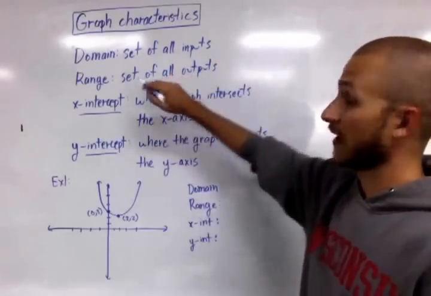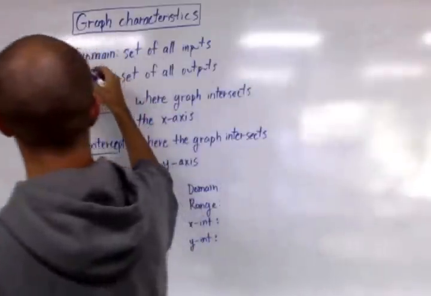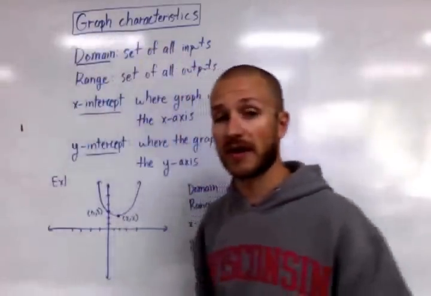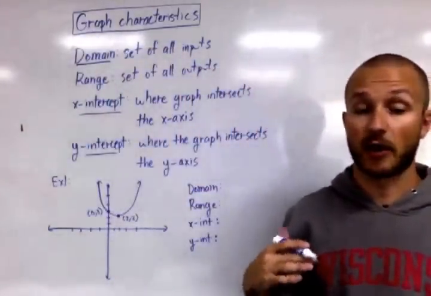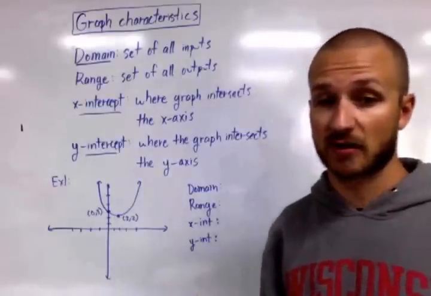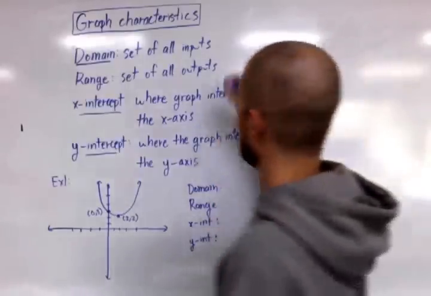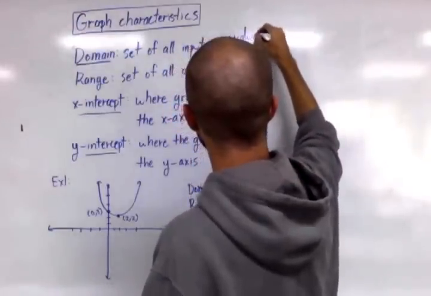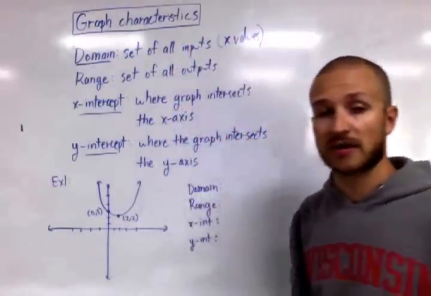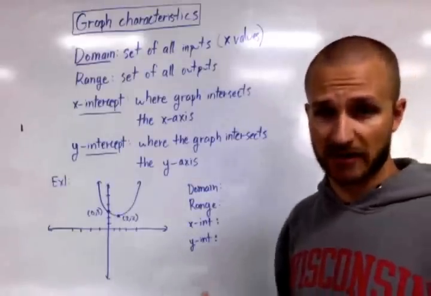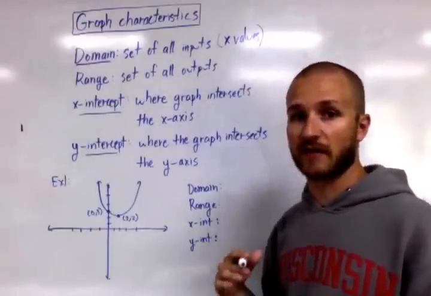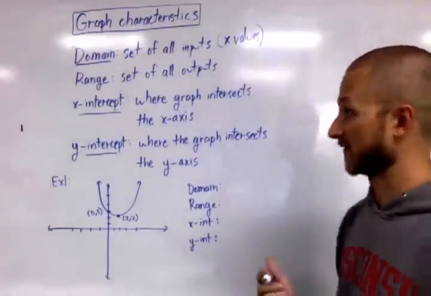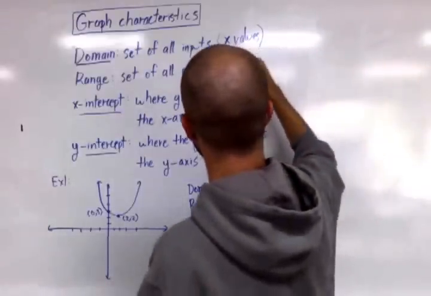So starting off, we have domain. Domain is going to describe the set of all the possible inputs, or in the case of a graph, the x values. Domain's partner is range, and as you might guess, range is going to be the set of all outputs, or in the case of a graph, the y values.